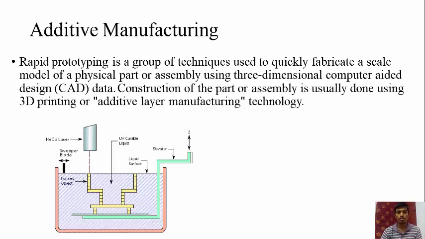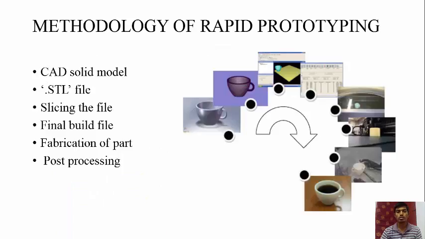Now in the diagram we can see a stereolithography process, where a single shot manufacturing is done. So now let us go deep into this process. In this process there are 6 steps, as we see in brief. The first one is CAD solid model.